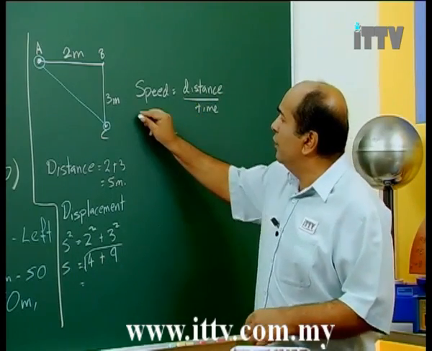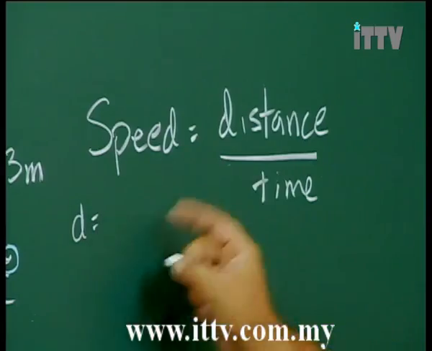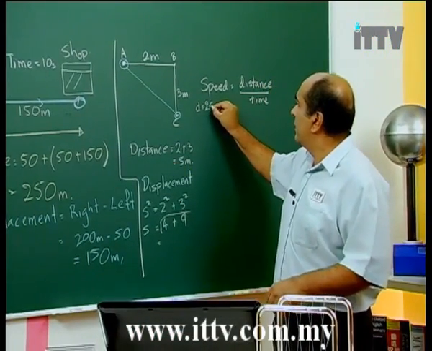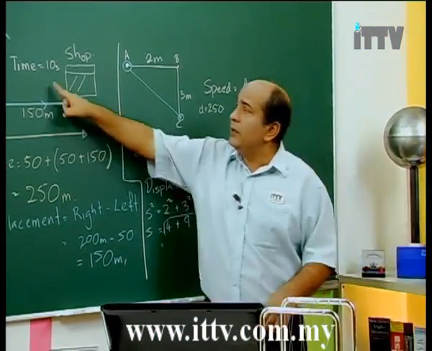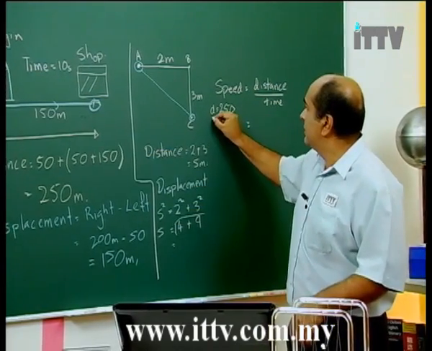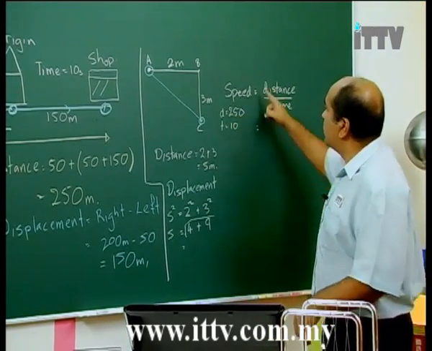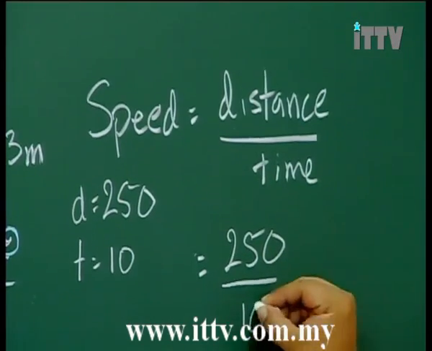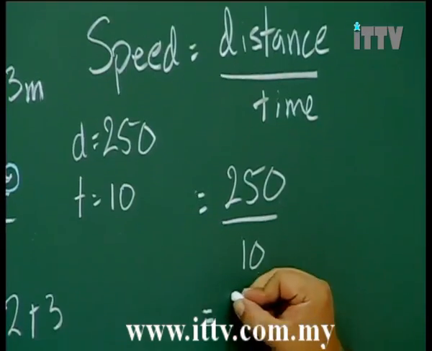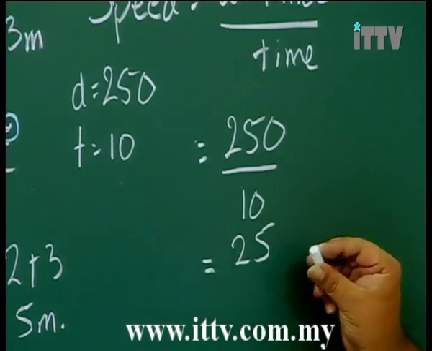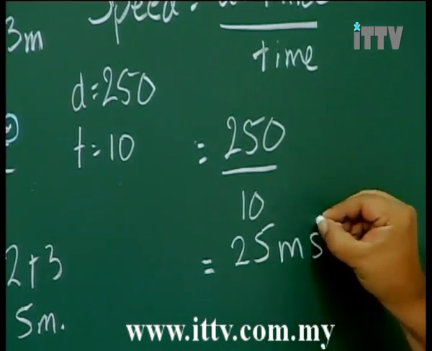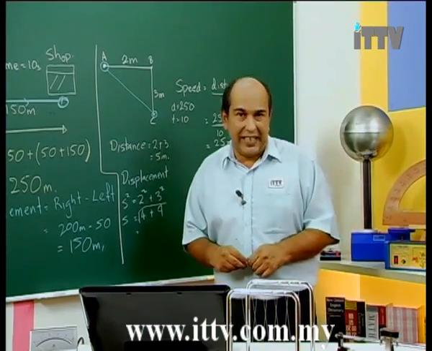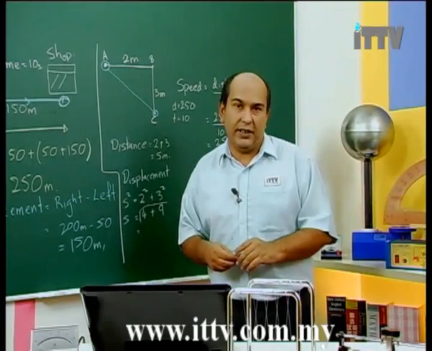The distance that we moved was 250. The time, 10 seconds. So this means our speed was 250 over 10, which equals 25. Remember the units? ms negative 1. So that's how we would calculate speed. We use the distance quantity.